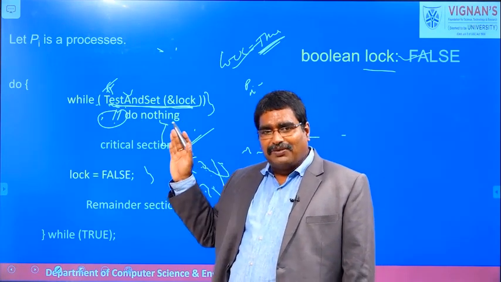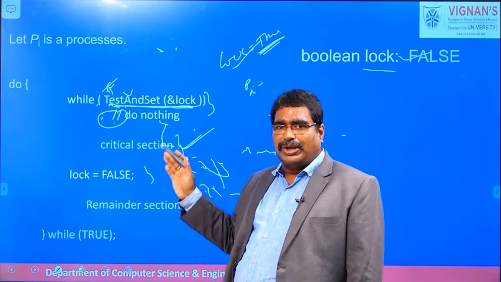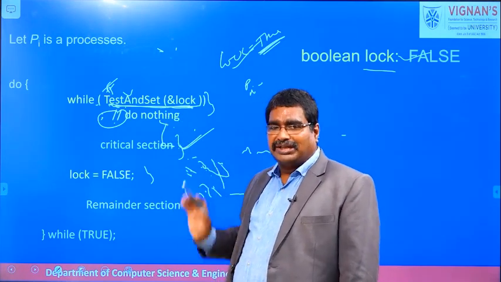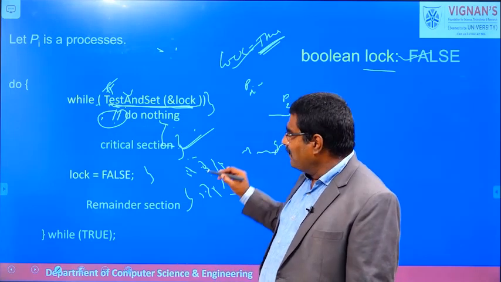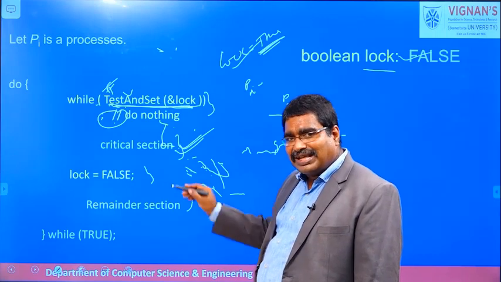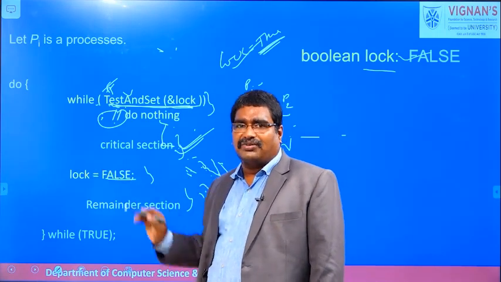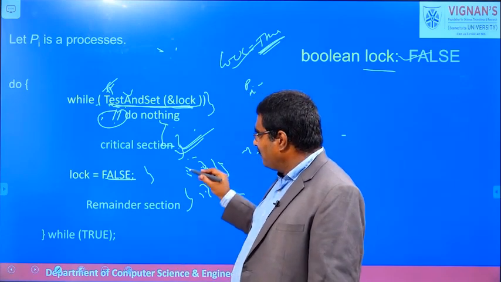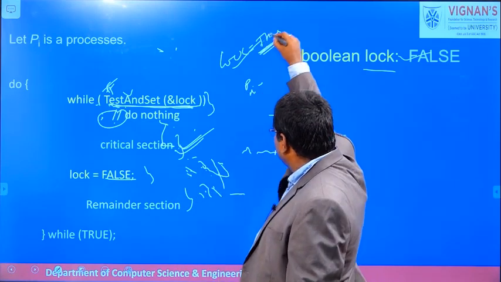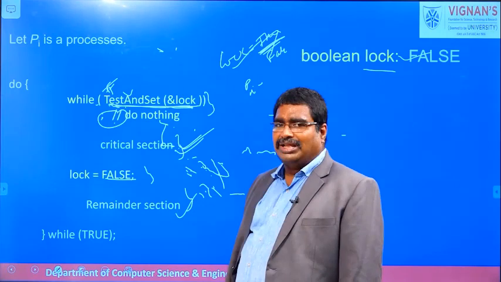The reason is already the P1 process is in the critical section, and if the P2 process wishes to enter, it is not allowed to enter the critical section. For example, the P1 process completed the critical section execution. What is the exit section code? False is assigned to the lock variable. So automatically the P1 process assigns the lock as false, and the P1 process enters into the remainder section.